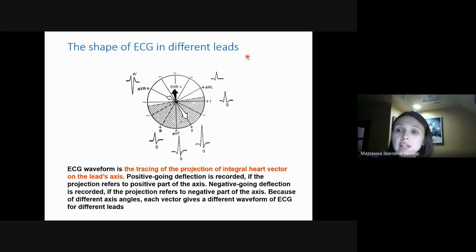The shape of ECG in different leads. The ECG waveform is the tracing of the projection of the integral heart vector on the lead axis. A positive going deflection is recorded when the projection refers to the positive part of the axis. A negative going deflection is recorded when the projection refers to the negative part of the axis. Because of the different axis angles, each vector gives a different waveform of ECG for different leads. So you could see here that ECG waveforms will be different in different leads.